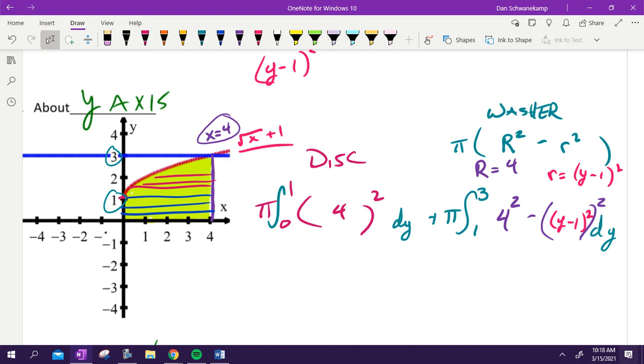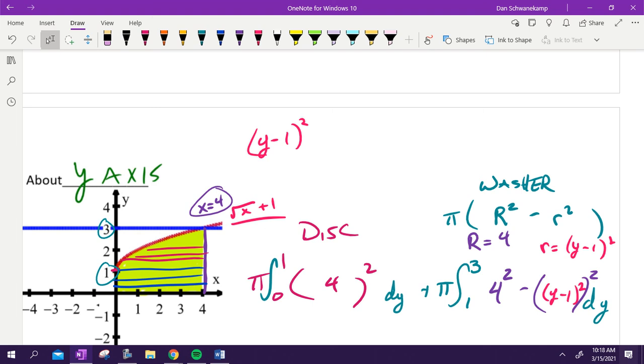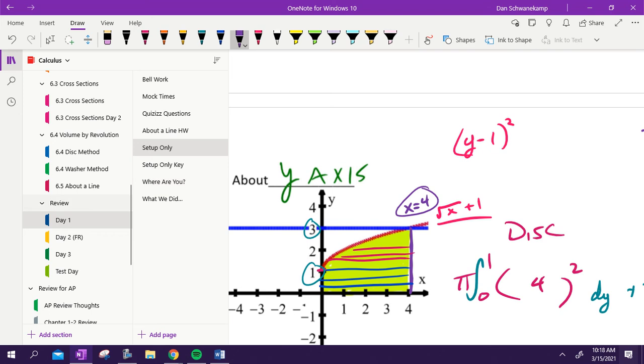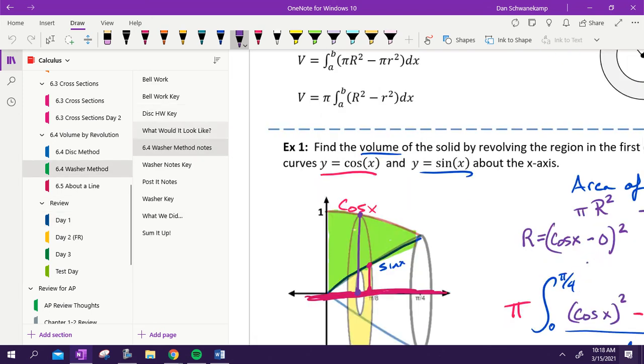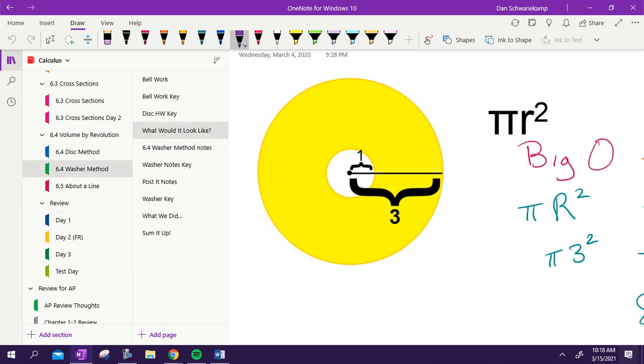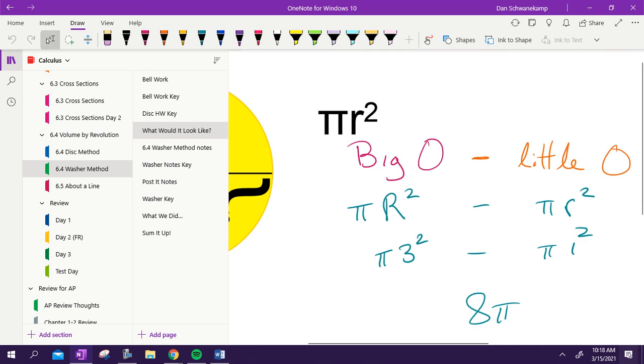Yes, sir? So just to make sure, like the big R squared minus little r squared, it's all squared also? No, it is big R, it's pi, because think about what we're doing. To find the area of a washer, we take the area of the big shape minus the area of the little shape, right? The big shape is capital R, the little shape is little r. That was going back a couple days when we did this, right? We did big circle minus little circle.